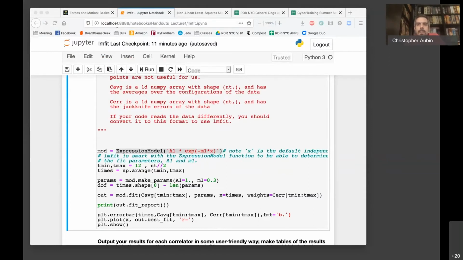Also note, I'm not going to say if your results are correct or not, just because it's more fun for you to try to figure it out yourself. One of the things you want to look at is what happens when you change the fit range for the time values.